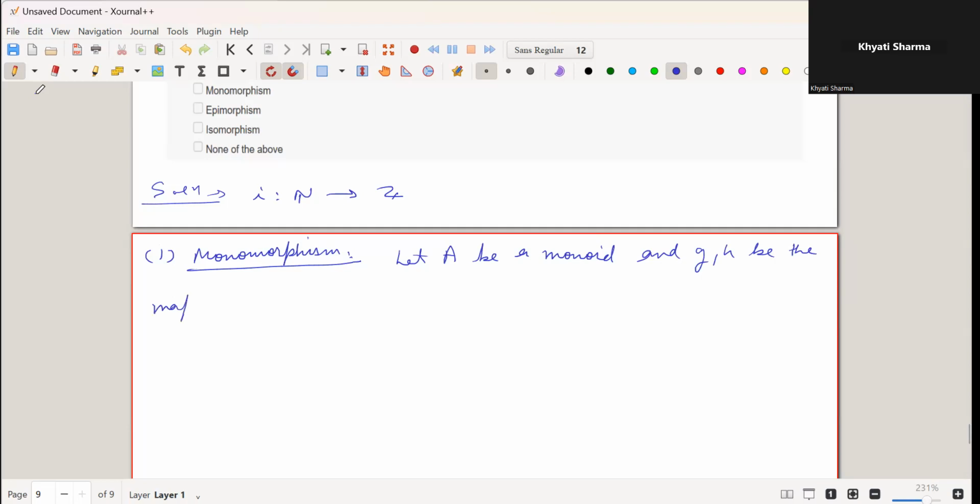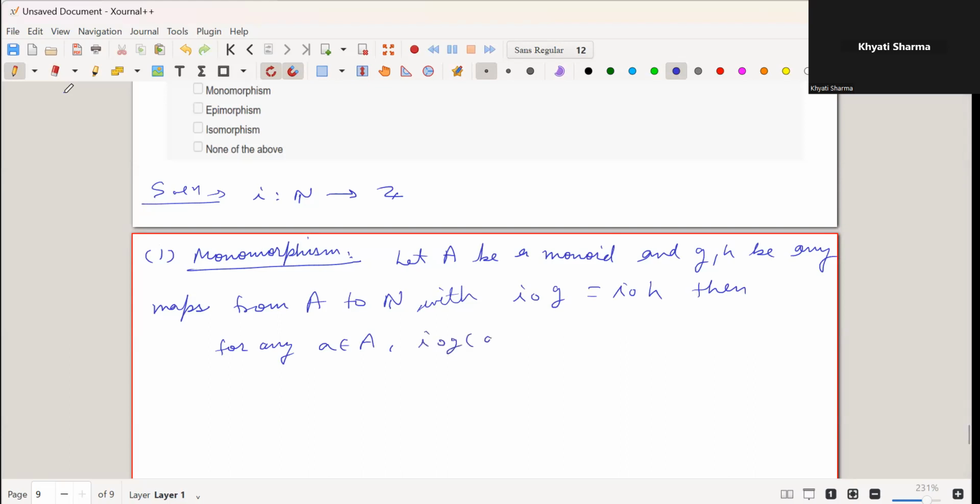some maps, be any maps from A to N, so with I composed with G is the same as I composed with H. Then for any element a inside N, I compose G of a is what? So I over G of a.